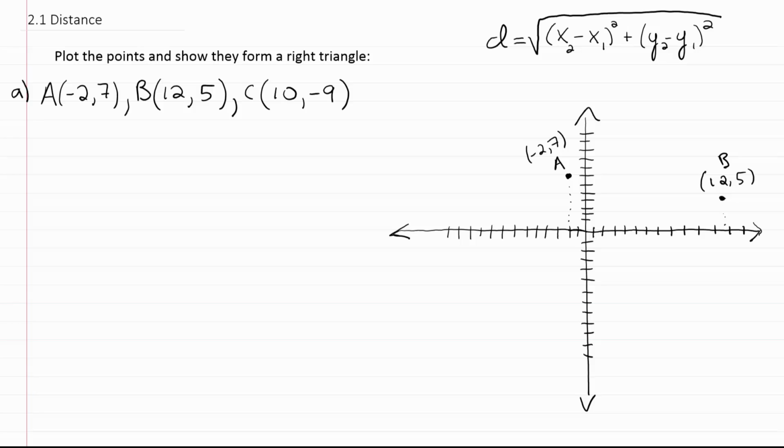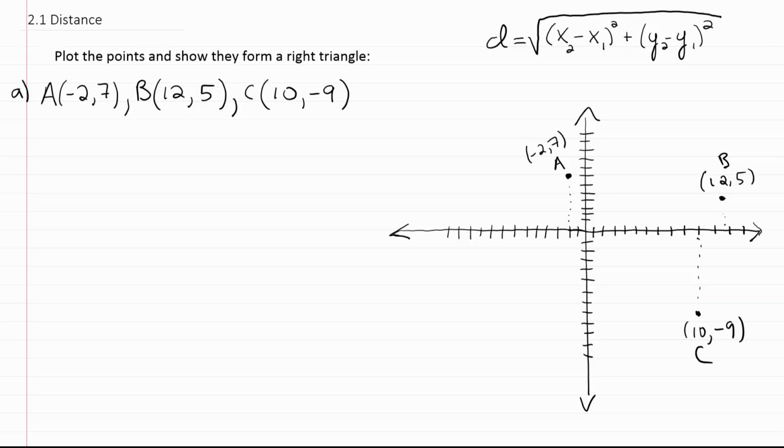And then last we have to plot point C. C is 10 over, so it's just 2 over from B, and then down 9. So 1, 2, 3, 4, 5, 6, 7, 8, 9. So maybe that's 9 there. And that's (10, -9). All right, so it's just a freehand grid, right? A freehand Cartesian plane. So it's not going to be perfect.